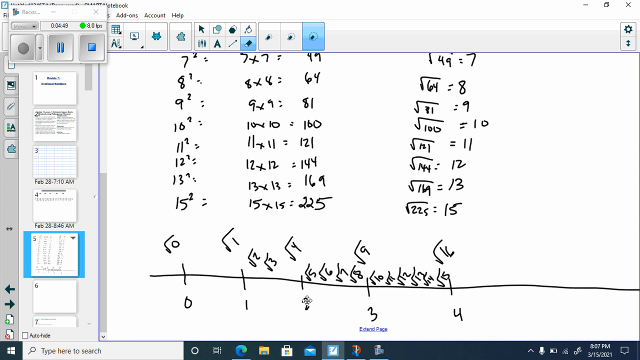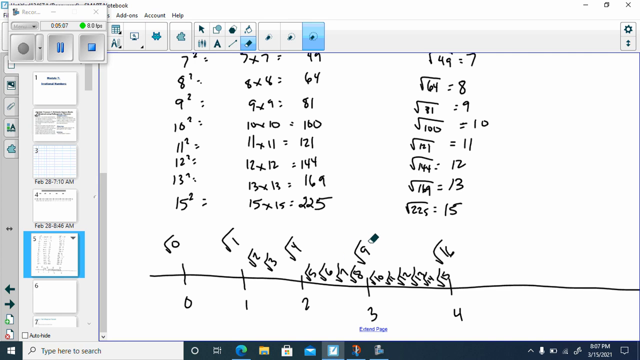Okay, so if the square root of 4 is 2, the square root of 9 is 3, then the square roots of 5, 6, 7, and 8 have to fit between the square root of 4 and 9, don't they? These would all be 2 point something, right? Because they're between 2 and 3.